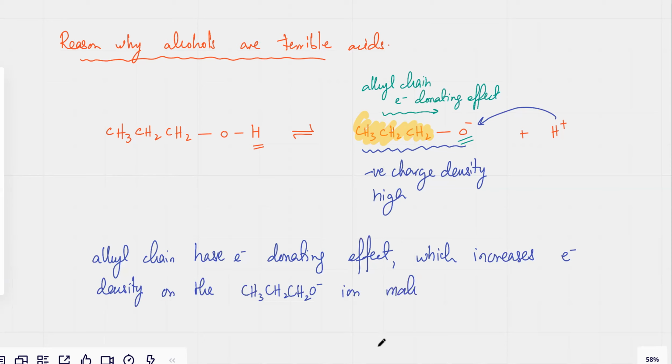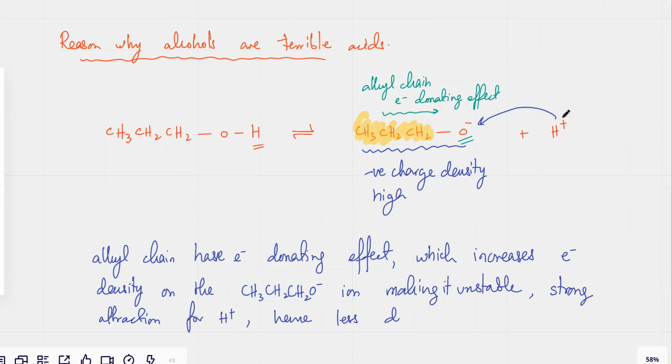The word that you're going to write is that it becomes unstable. Unstable means that it would start attracting the H+1; it would immediately attract the H+1 and change into this one. So it's going to be very unstable, and there's going to be strong attraction for H+1. Hence, less dissociation. Is this clear?